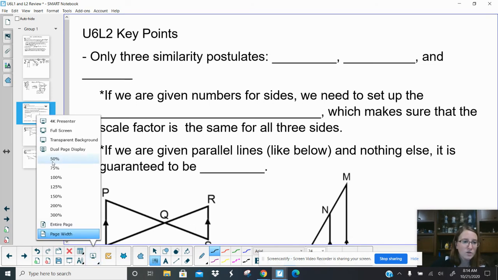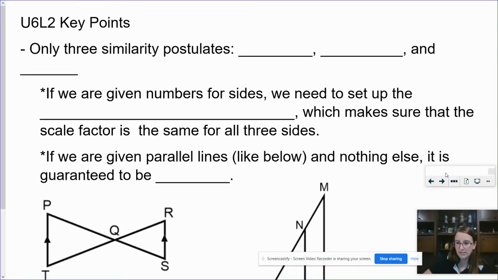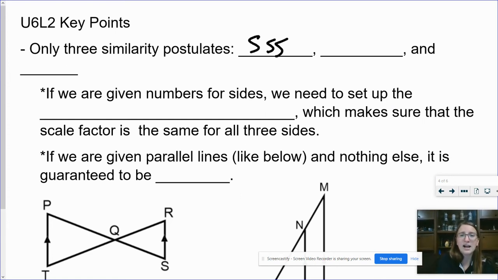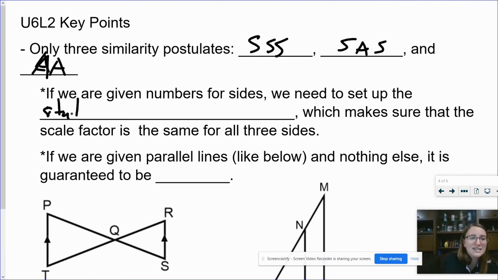Okay, now going over Unit 6, Lesson 2 key points. So remember, there are only 3 similarity postulates. It is side, side, side, side, angle, side, and angle, angle. These are the only 3 we can use in this unit. Now, if we're given numbers for sides, we do have to set up what is called, which I haven't said before, but this is what it's called, the statement of proportionality.